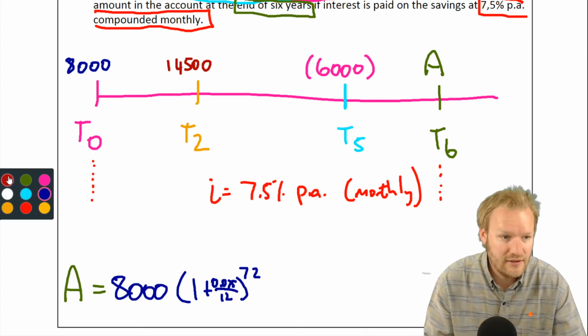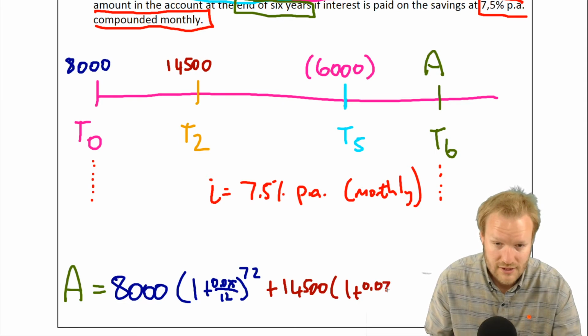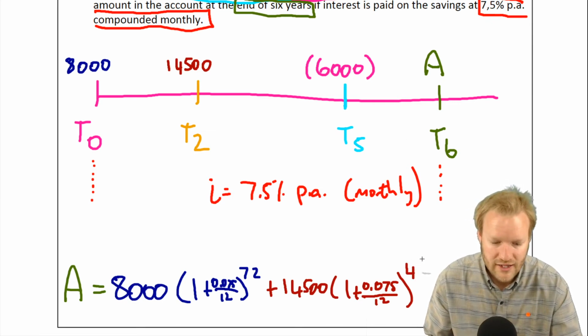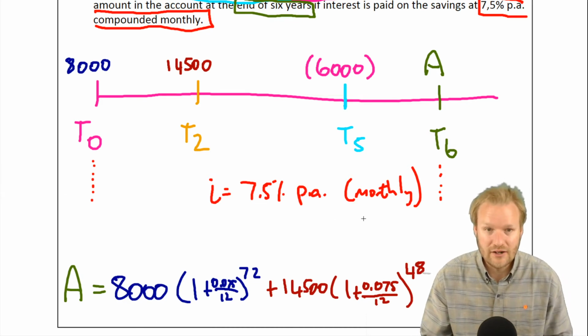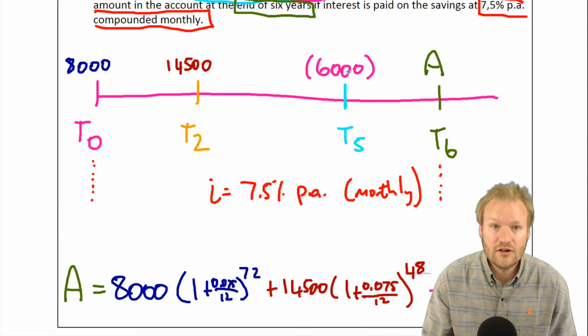And we can add in this 14,500 Rand, 14,500 times (1 plus 0.075 over 12). And that one's for T2 to T6, that's 4 years. Monthly is 48 months. And what we're not going to get money on is this 6,000 Rand. So we're going to subtract 6,000 Rand.